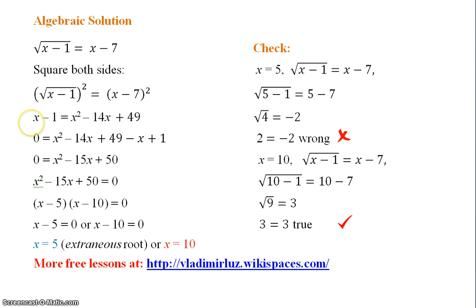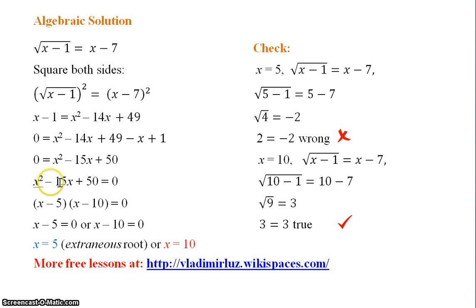Then we move left side to the right side and we change the signs. X into minus x and minus 1 into plus 1. And on the right side we combine like terms. X squared we copied, minus 14x and minus x is minus 15x, 49 plus 1 is 50. Then we switched the sides. Left side is now right side, and right side is left side.